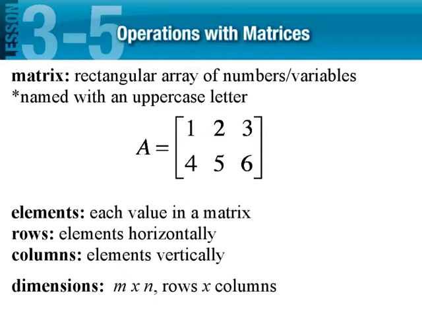Okay, the rows are the elements horizontally, kind of like a row in an Excel spreadsheet. Okay, the rows go across. The columns are the elements vertically. So in this case, I have 3 columns here.